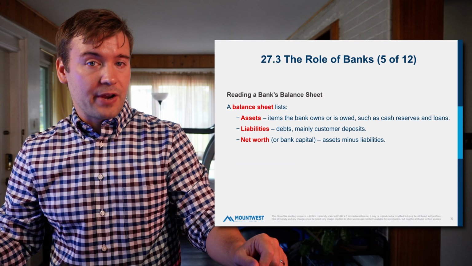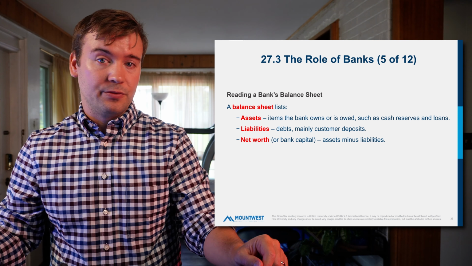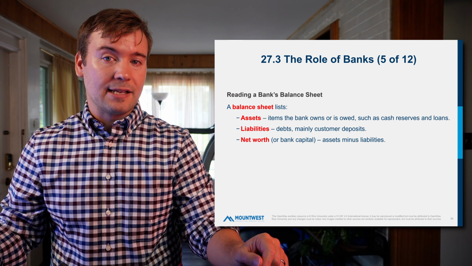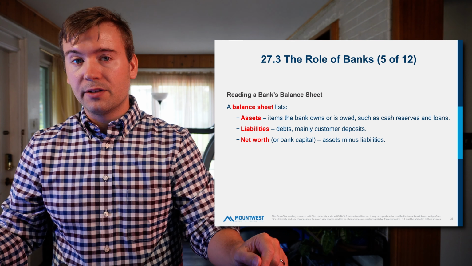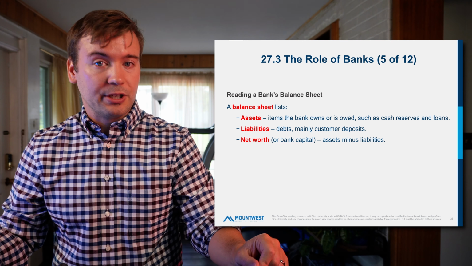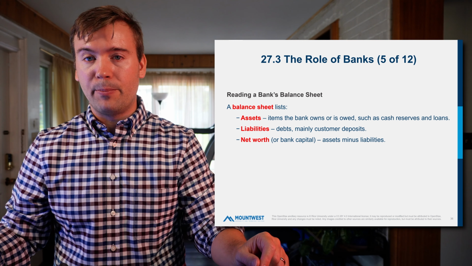Assets are items of value that the bank owns or that are owed to the bank. These can include physical cash, money held at the Federal Reserve, the loans it has made to customers, and the bonds that it's purchased. And on the other side, liabilities represent what the bank owes to others. The primary liability for a bank is its customer deposits, because the bank owes that money back to the depositors on demand.